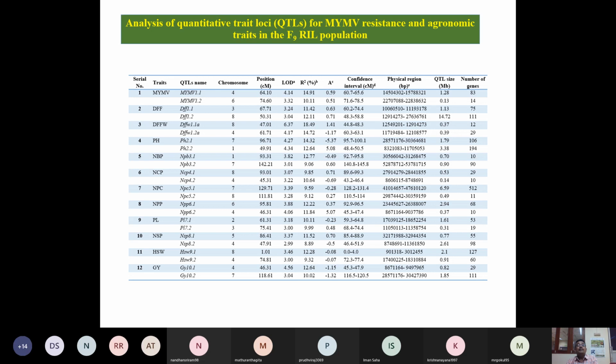Then you can look for the percentage of variation in this case. We can see the heritability of the trait, again the R square value, then again the confidence intervals. What is the centimorgan distance, between 60 to 65 centimorgan? And again the physical position is around a 1.2 megabase region, and the number of genes.